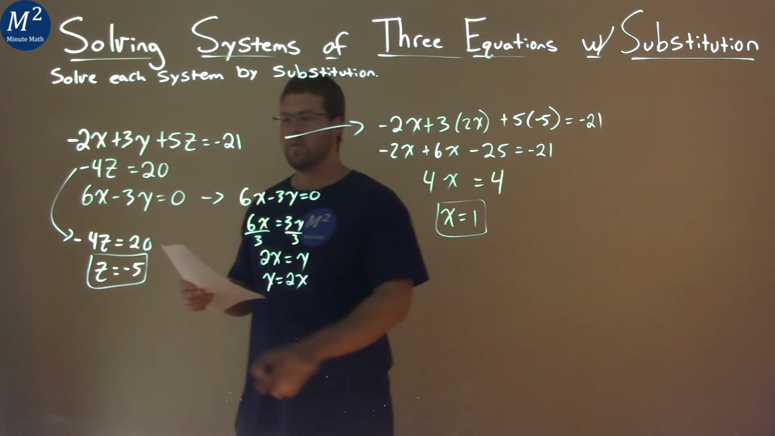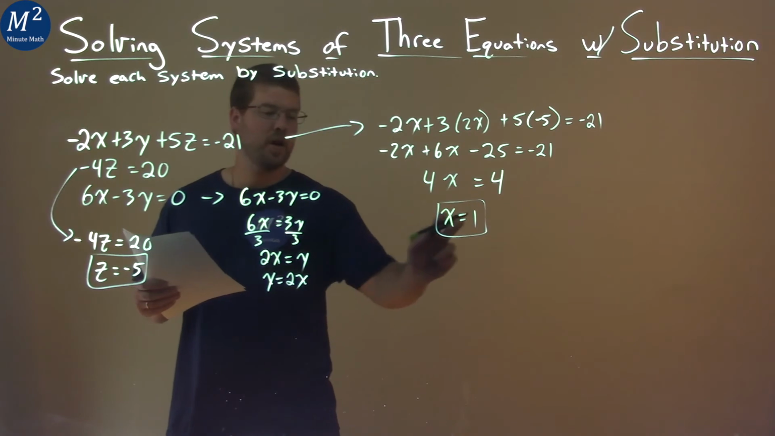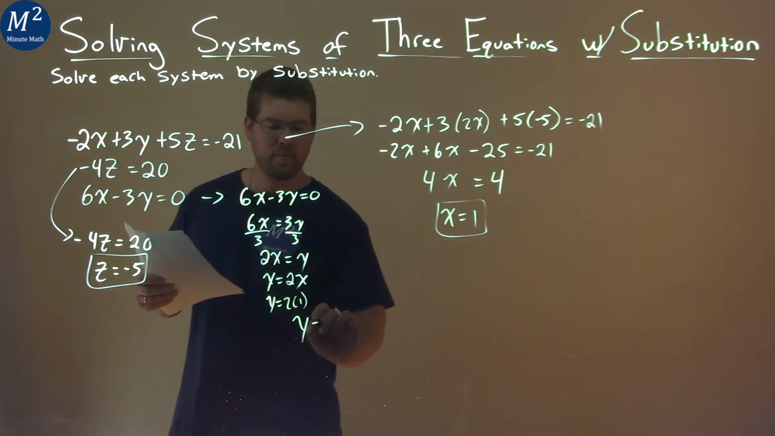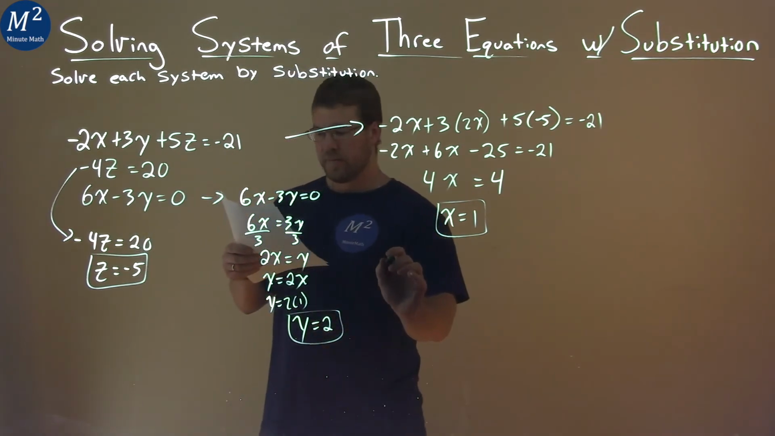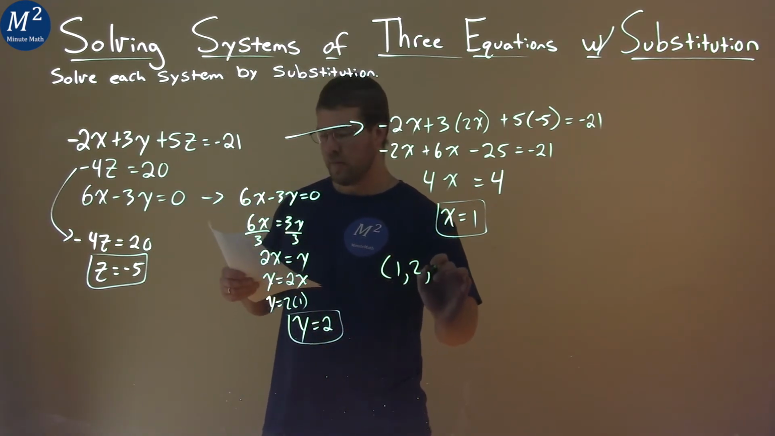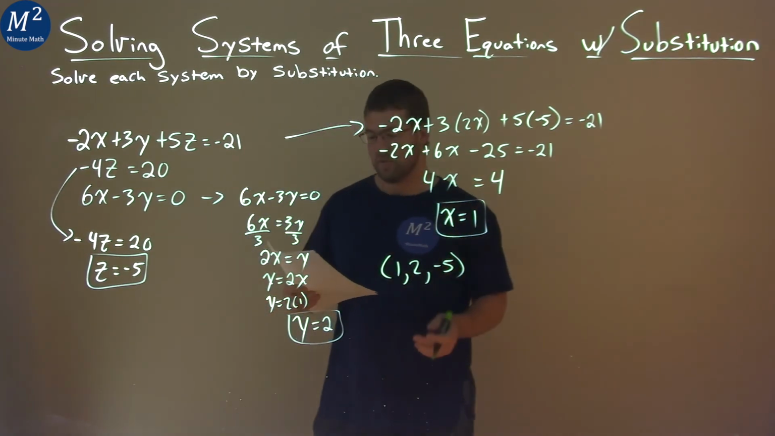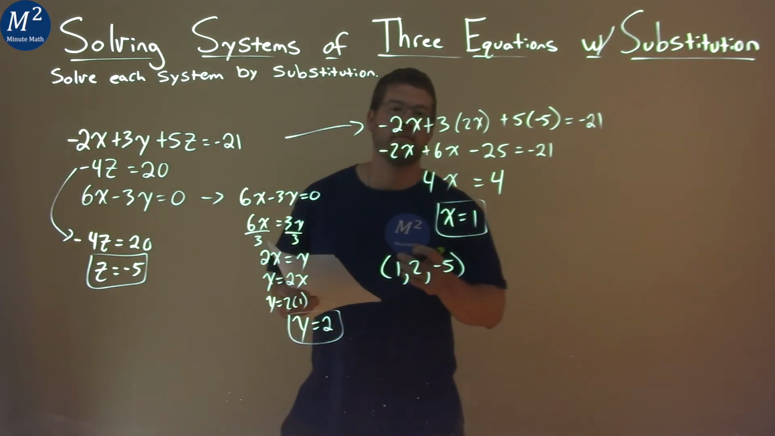So we have x equals 1, z equals negative 5. We've got to find our y. Right here, super easy. Put 1 in for x. Y equals 2 times 1. And so what's your y value? Y equals 2. We can write this as a coordinate point as 1, 2, negative 5. And that's our final answer. X equals 1, y equals 2, and z equals negative 5.